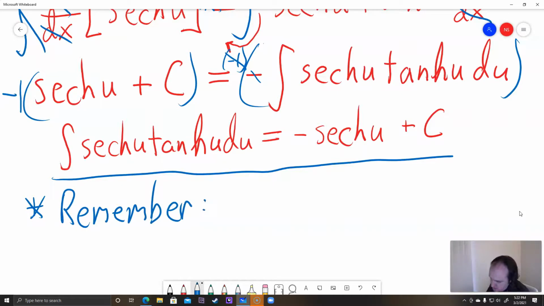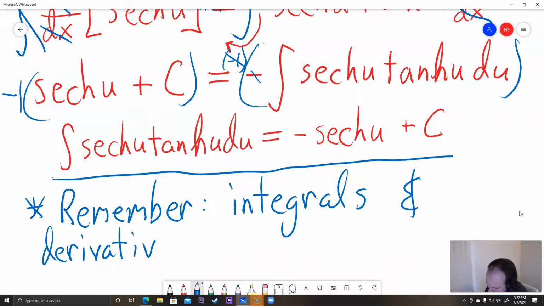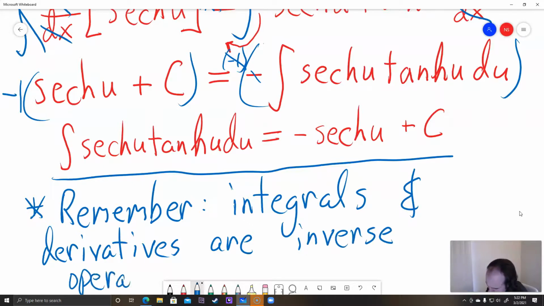is that integrals and derivatives are inverse functions. If you're starting on the left side and going to the right side as a derivative, that's the same as starting on the right side and going to the left side as an integral. Integrals and derivatives are inverse operations. And that's why we're able to start on the right side and go to the left side and get an integral formula out of it, when we started with a derivative formula.